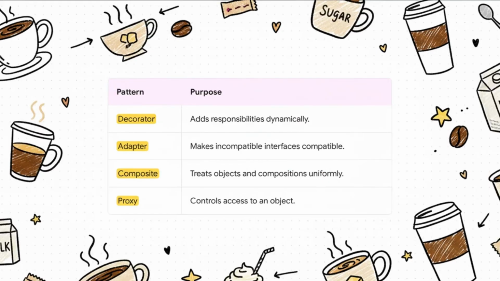Now, it's pretty easy to get some of these structural patterns mixed up, so this is an important distinction to make. The decorator is all about adding responsibilities dynamically. Don't confuse it with, say, the adapter pattern, which is about making two incompatible things work together, or the proxy, which is about controlling access to an object. Each of these tools has a very specific job, and the decorator's job is adding features on the fly.